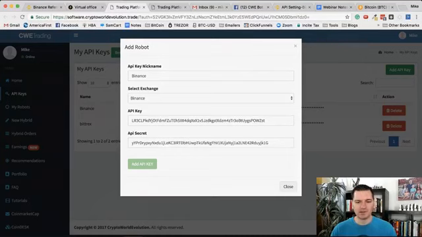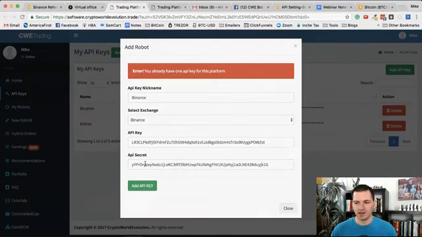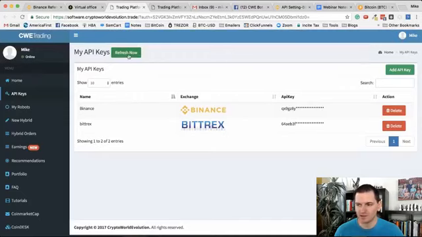So is everybody following so far? Is that pretty simple? That's all you got to do. I already have an API key for this platform, so I can't put another one. But you guys see what I did? So you just put Binance, you put your API key and your API secret, and you click add API key. And then once it's in there, you just click refresh now, and then it'll show Binance right here hooked up, and you're good to go.